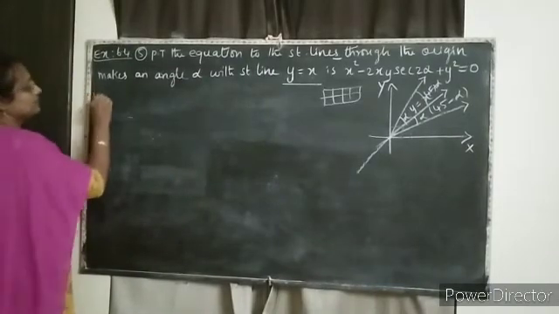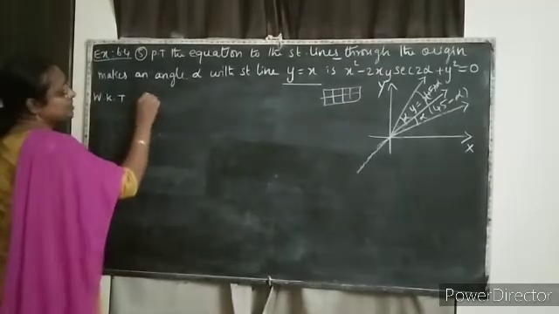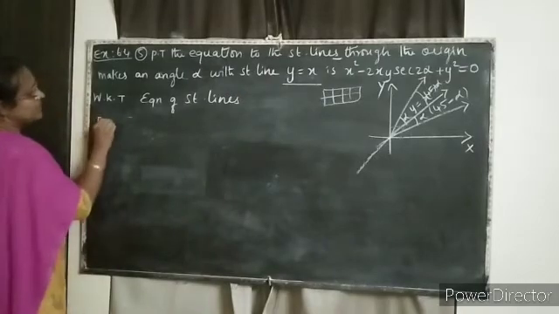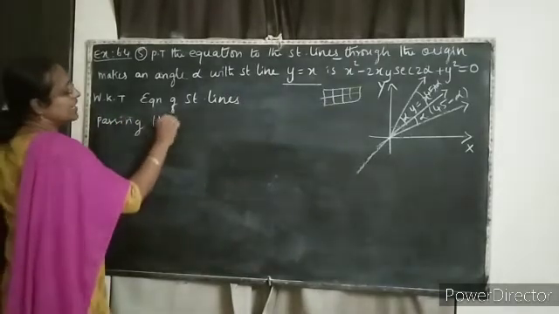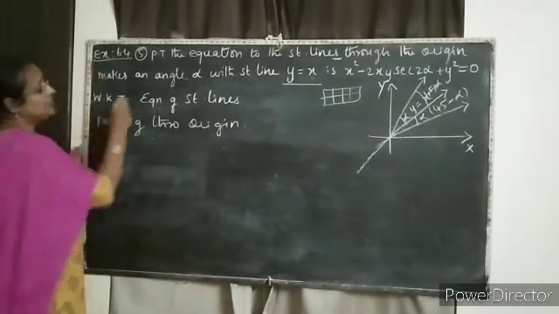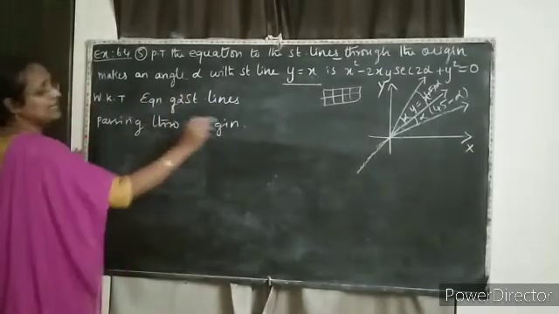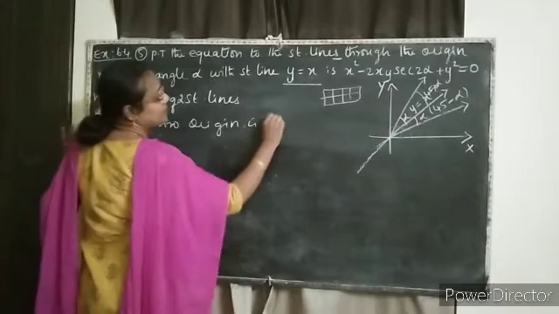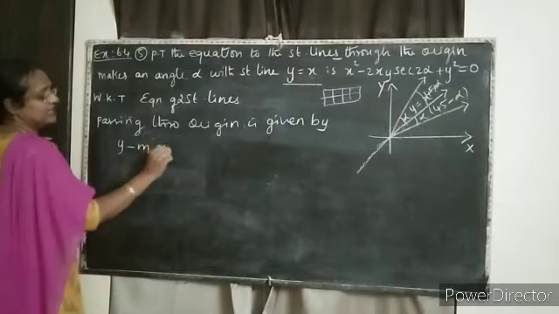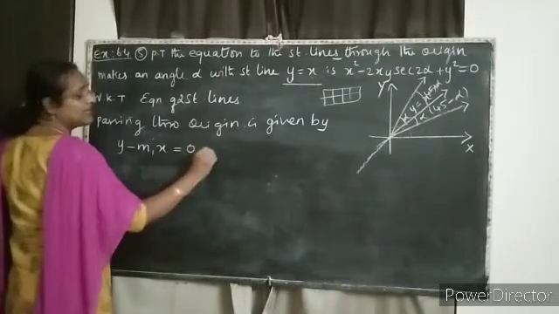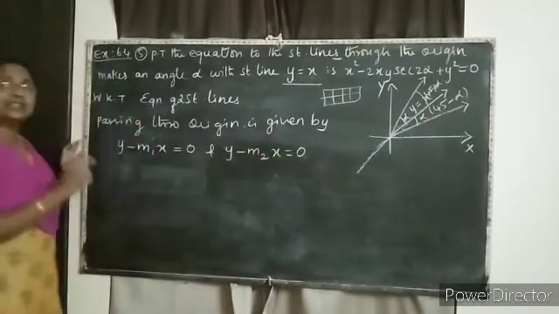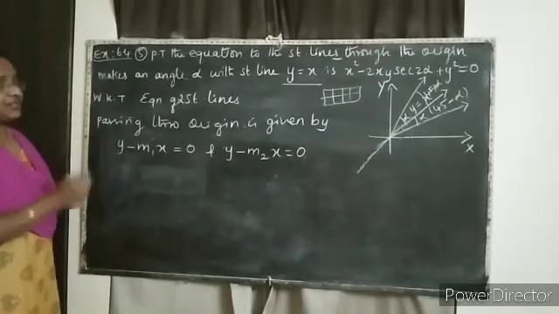Okay, so we know that, what do we know? The equation of straight lines passing through the origin is given by, yes or no? Now we know there are two straight lines, so the equation of two straight lines passing through the origin is given by, so now what will you get? y minus m1x, yes or no? y minus m1x is equal to 0 and the other line is y minus m2x is equal to 0. So these two are the straight lines which pass through the origin.